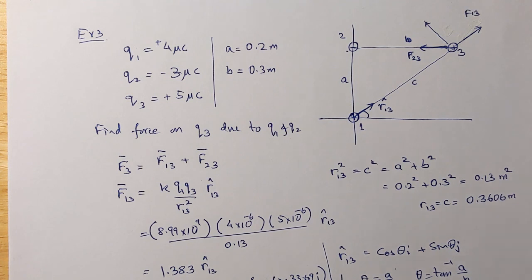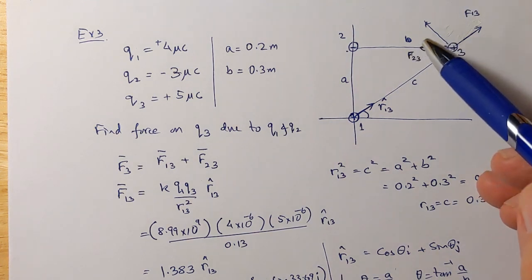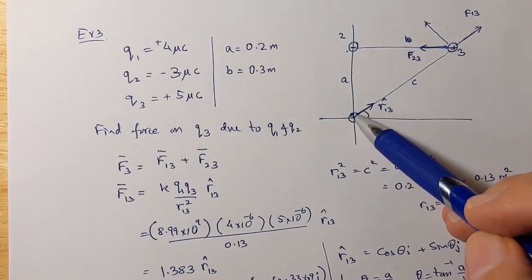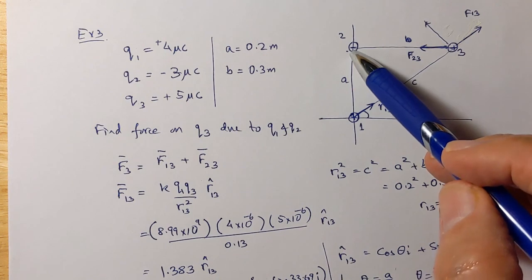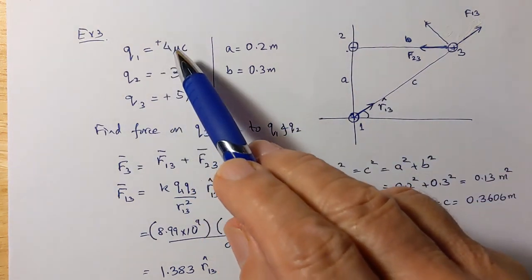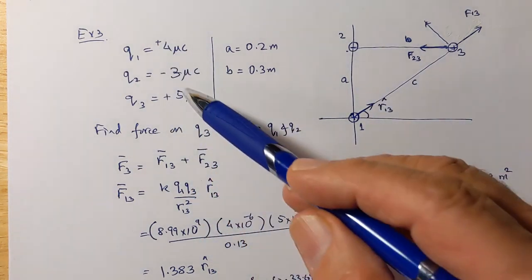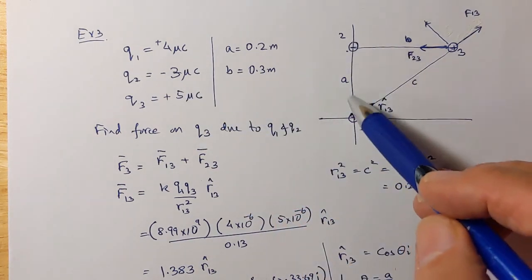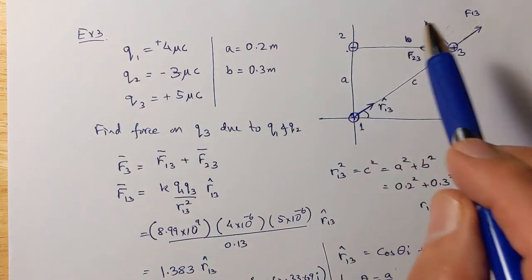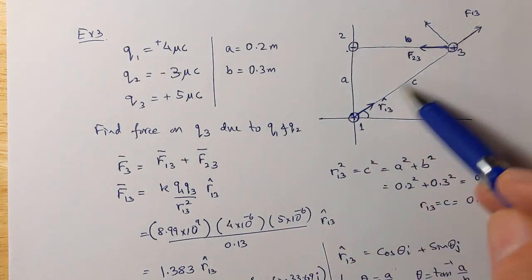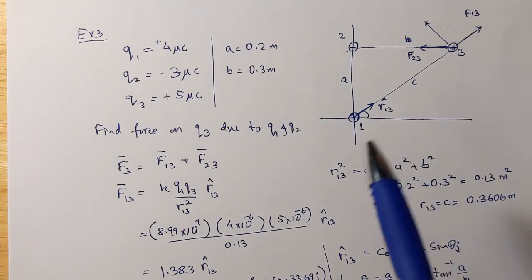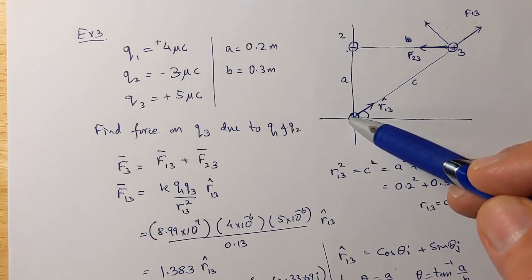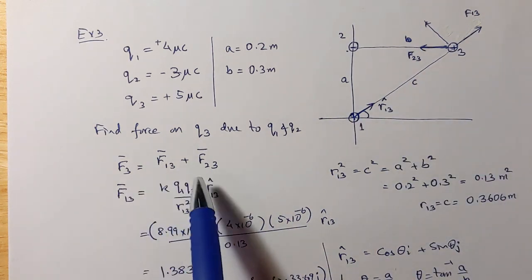So now we take another example, and in this case we have three charges, Q1, Q2 and Q3. Q1 and Q3 are positive, Q2 is negative, and the values are 4, 3 and 5 microcoulombs. And this distance is A, which is 0.2, this is B, 0.3 meter, and it's a right triangle. We want to find the force on charge Q3 due to these two charges, and that's going to be the sum of the two forces.